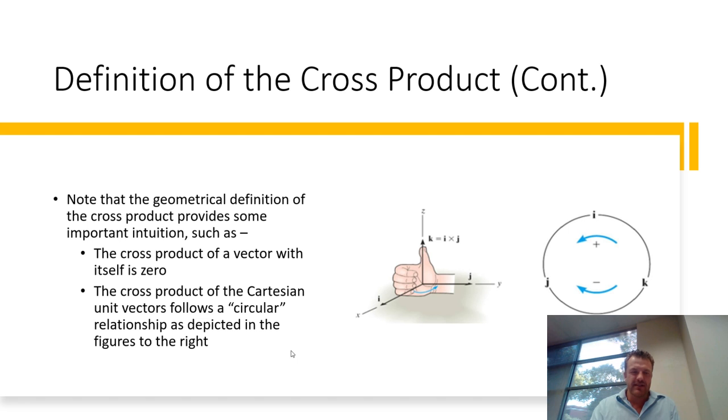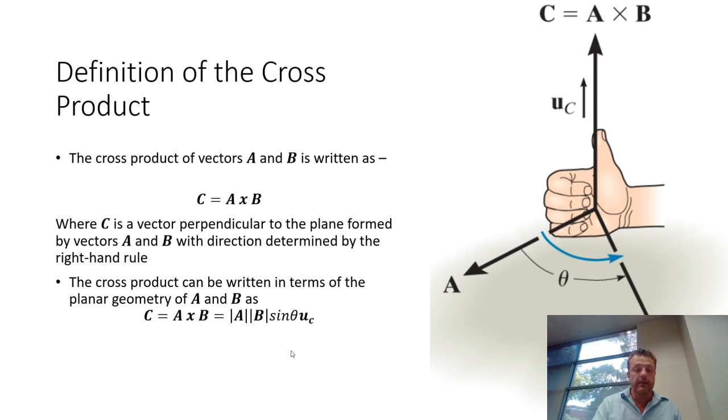But if you think about that geometric definition that we just talked about, it's going to give us a lot of intuition about some basic cross product identities that we want to remember. First and foremost, what will be the cross product of a vector with itself? Well, if you're taking the cross product of a vector with itself, what angle actually separates the 2 vectors? There is no separation. So theta in that case is 0. And remember that the sine of theta, by definition, is 0.